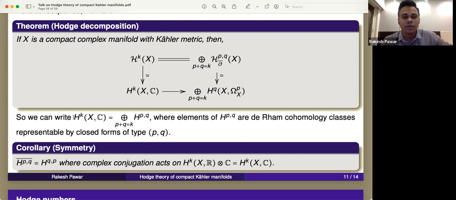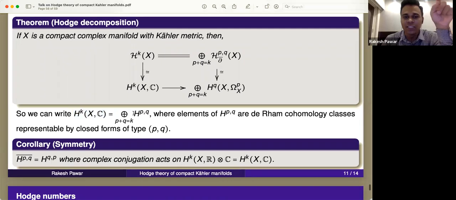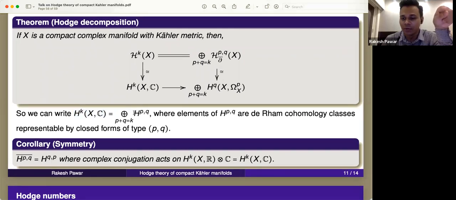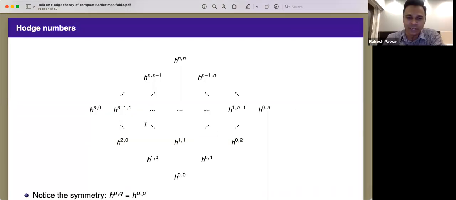So the dimension of this total vector space is the kth Betti number. I'm defining the dimension of H^{p,q}, lower h^{p,q}, as the dimension of this thing. So you are writing the Betti number as a sum of these Hodge numbers, h^{p,q}. That's just bookkeeping.